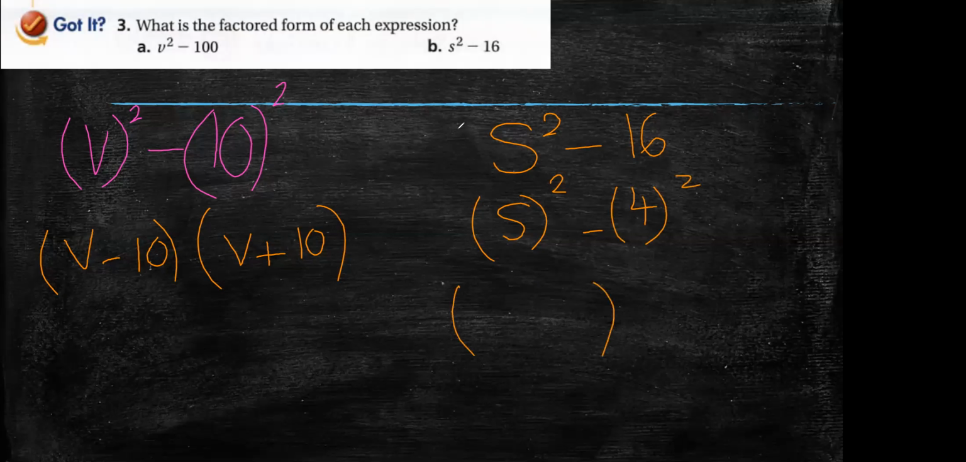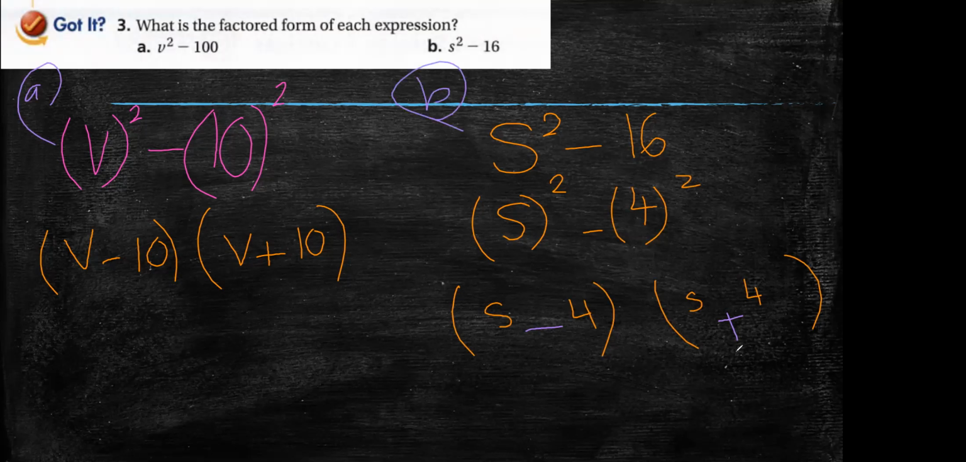Let's open two brackets now. One S here, one S here, one 4 here, one 4 here. And since we have a difference of squares, one is plus and one is minus. This is how we can factor, or write the factored form of, this expression. Is it clear now? Yes, teacher.